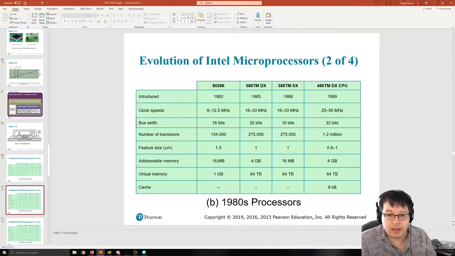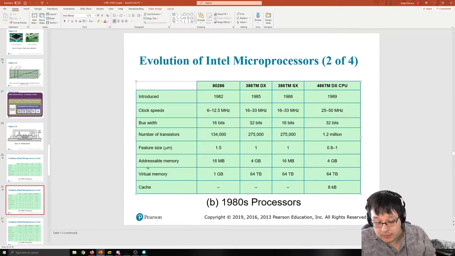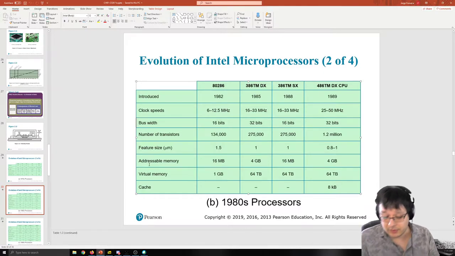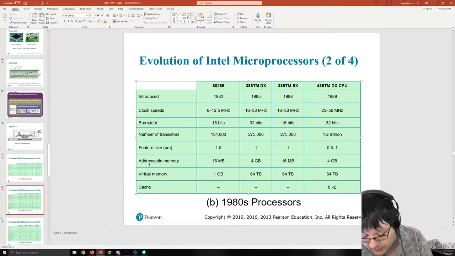Also, you can see that there's an introduction of virtual memory. So virtual memory. Before I try to tell you what it is, let me see if there's something here about it when they say that they introduced that.